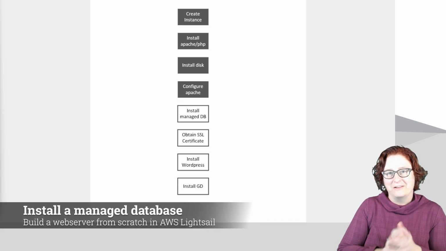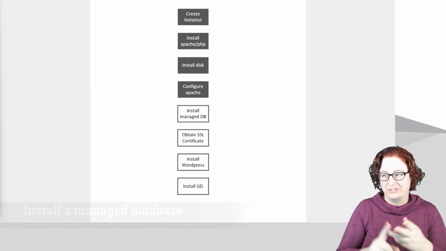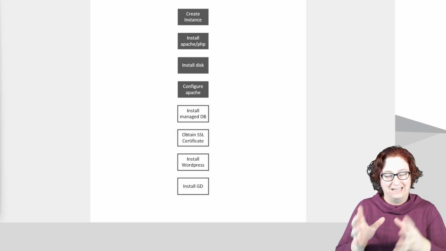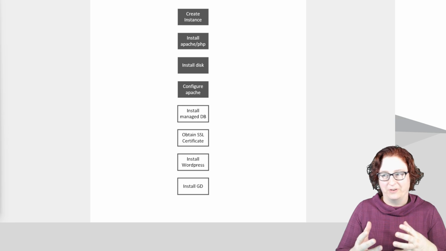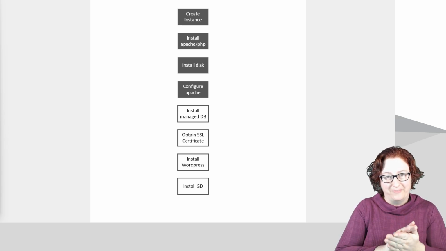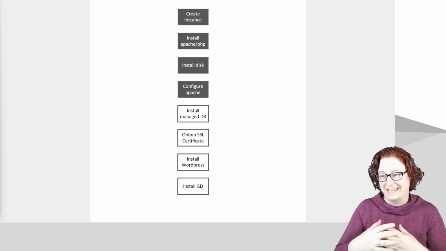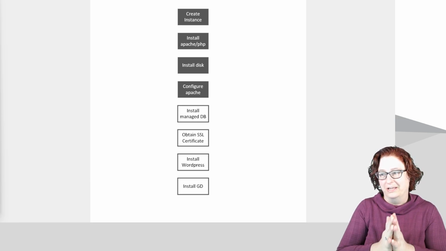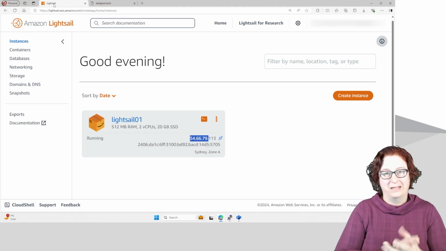Okay, so we've created a new instance. We've installed Apache. We've created and installed a disk, a separate disk to store all our web files on. We've configured Apache to point to that disk. And so this is where we're at in the process now. So we've still got a few things to do. Next in the step is to install a managed database. So now we want to install a managed database.